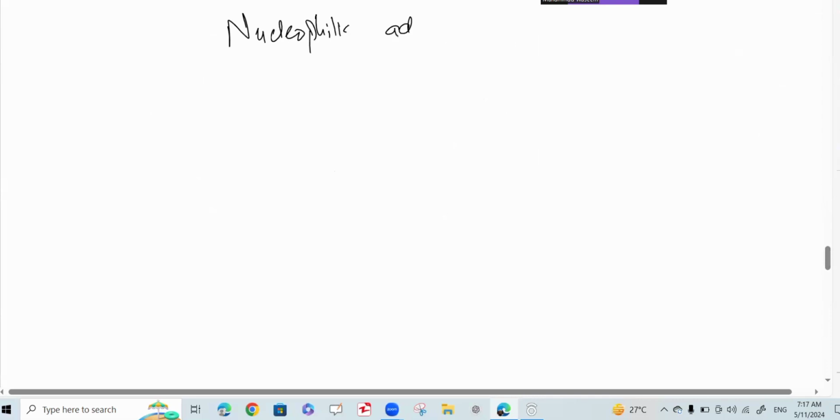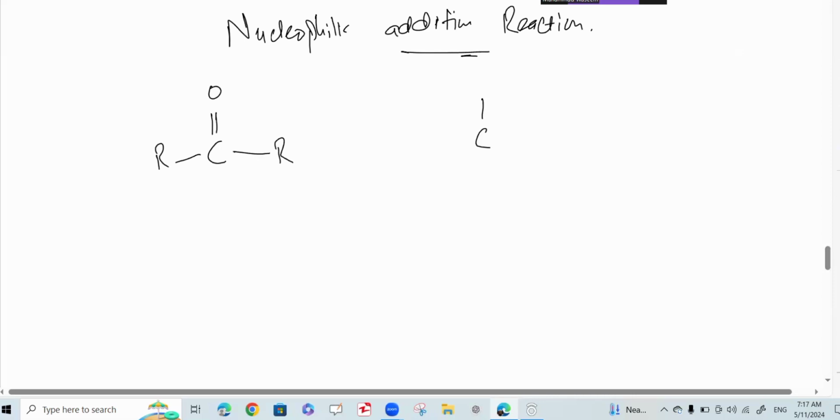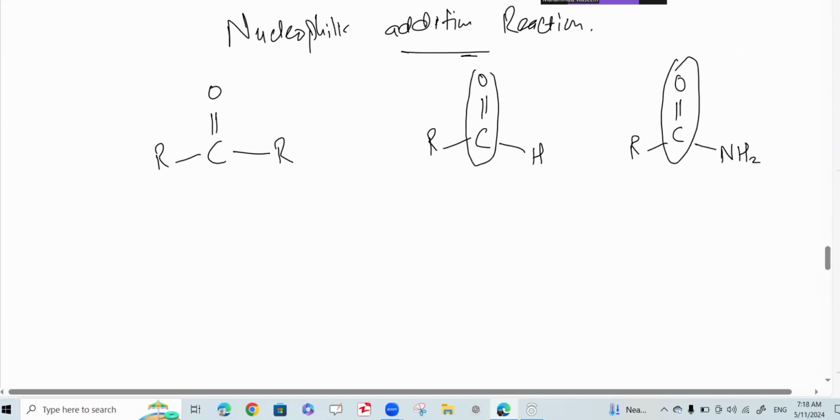Nucleophilic addition reaction. When we have polar bonds, like in carbonyl, here can be R, here can be R, it can be a ketone, it can be an aldehyde, it can be an amide. We have no concern with other groups, we are concerned just with this double bond.